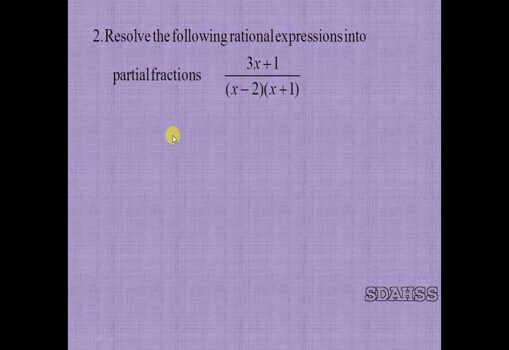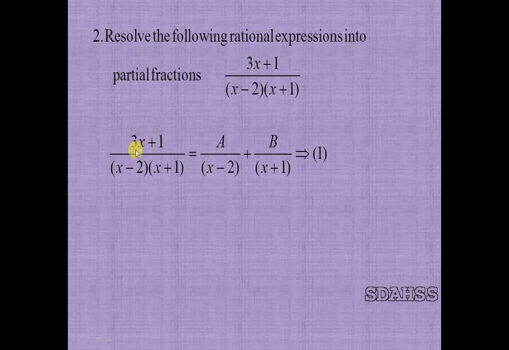Second sum: (3x + 1) divided by (x - 2)(x + 1). This can be written as A by the first factor plus B by the second factor, that is, A by (x - 2) plus B by (x + 1). Then mark it as equation 1.